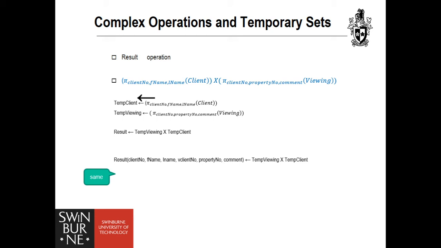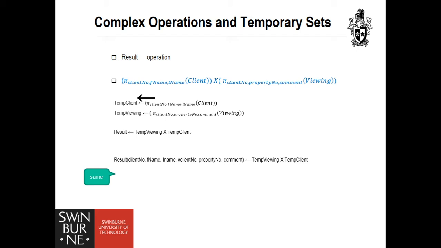Using the assignment operation denoted by an arrow, we can assign an operation to a specific set variable. In this example, we have two temporary sets and a final result set. In this example, we are making another Cartesian product and two projections. We can execute the projection operations first and put each result in its own set.